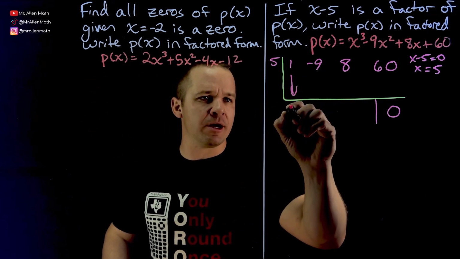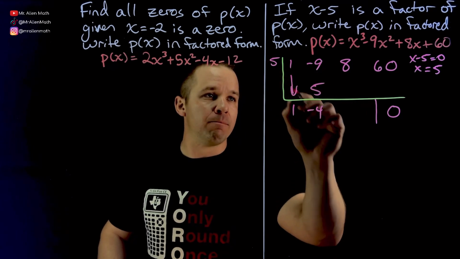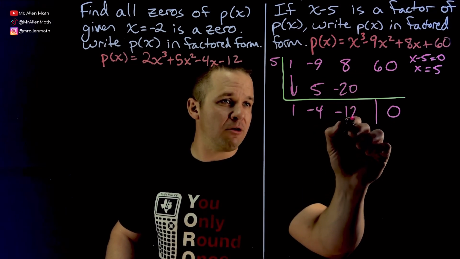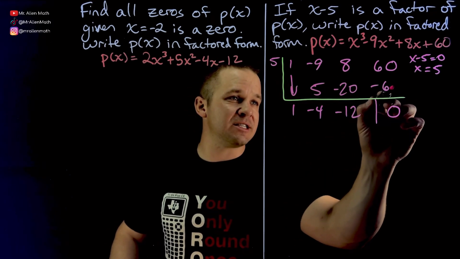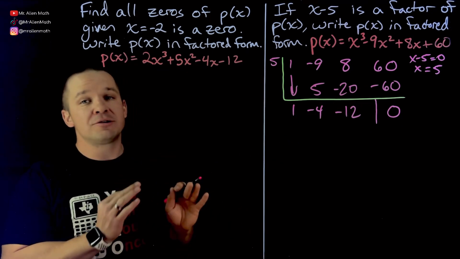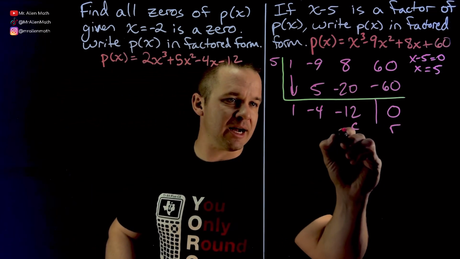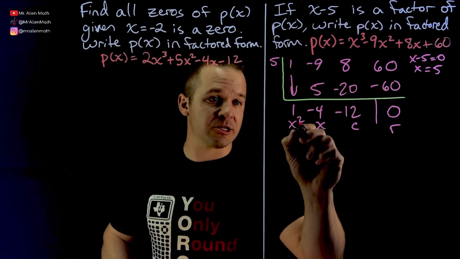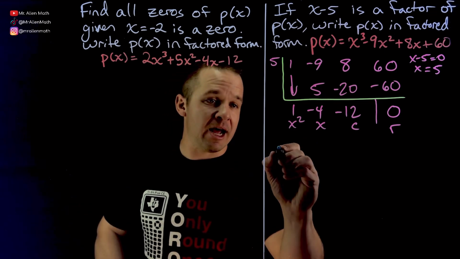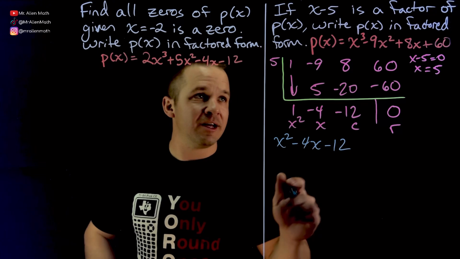So if I drop this 1 here, 5 times 1 is 5. Add them, I get negative 4. Multiply, we get negative 20. Add, I get negative 12. 5 times negative 12 is negative 60. Voila, I have 0 for my remainder. So that checks out so far. Now what? Well, this is my remainder, this is my constant, and that's the coefficients for my x and my x squared terms. That means I'm going to have x squared minus 4x minus 12 left over.